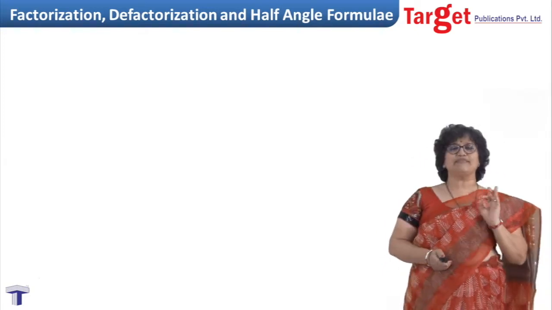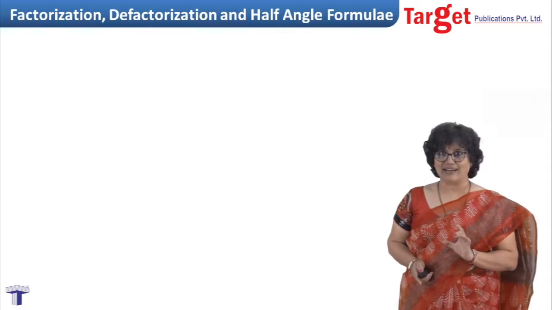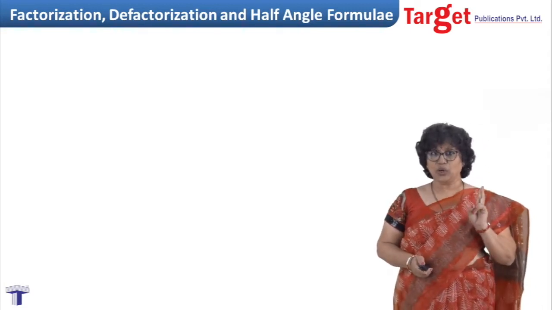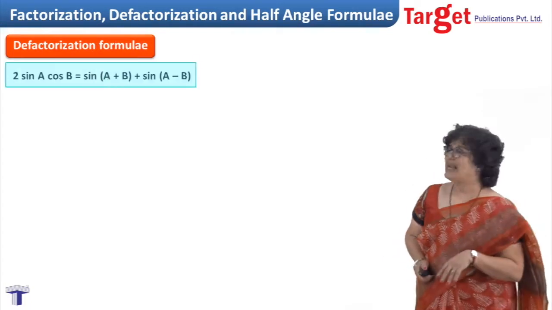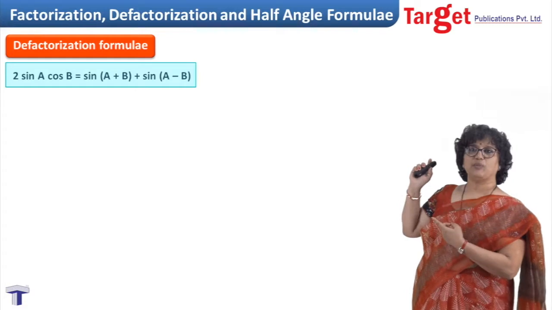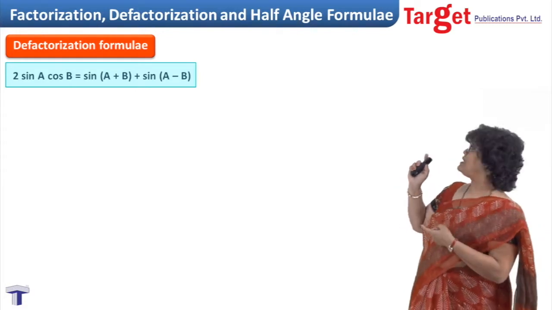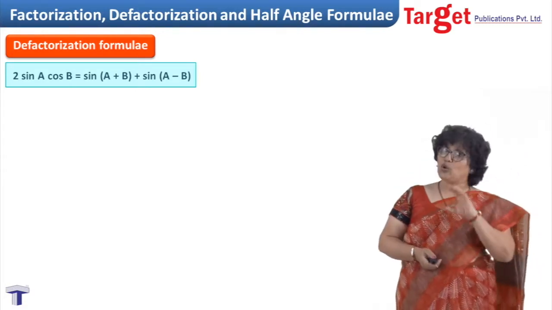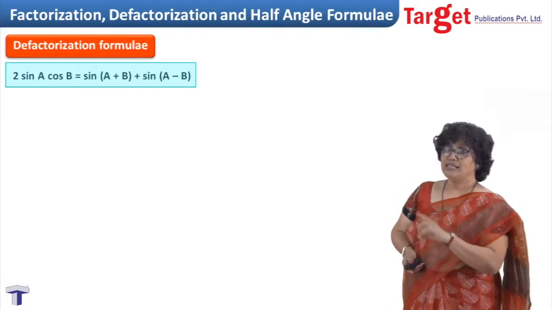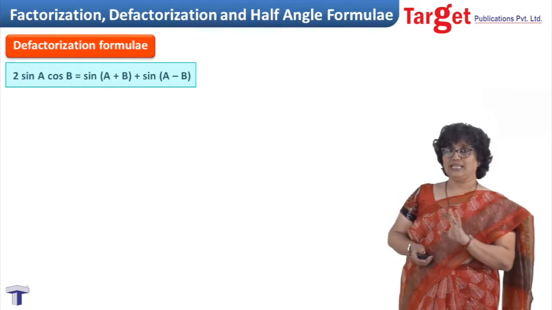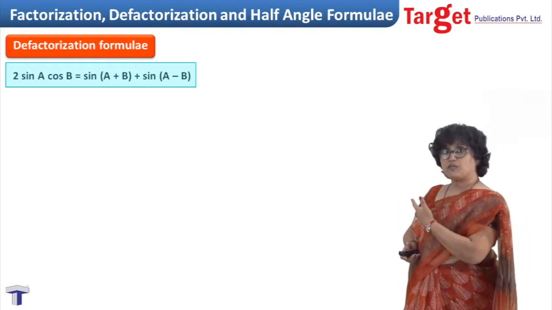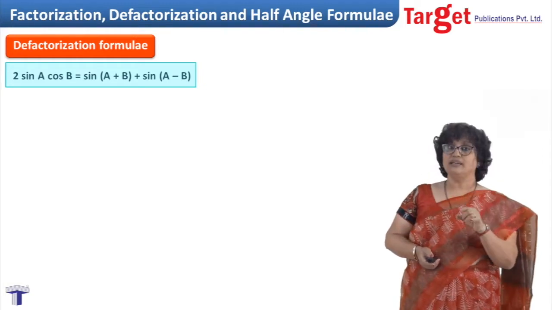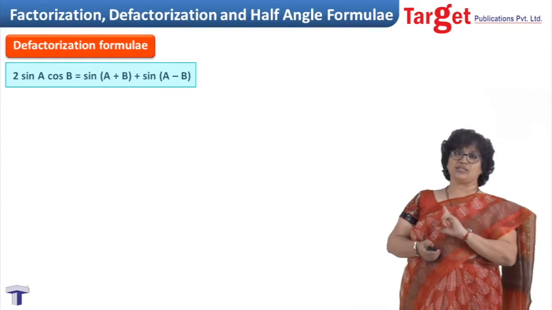And as the name suggests, the first one is factorization and defactorization. These names are not new to you. So I start with the first defactorization formula. And I write the first one as 2 sine A cos B equal to sine A plus B plus sine A minus B. Now if you look at the right hand side, sine A plus B formula is known to you. That is sine A cos B plus cos A sin B. And sine A minus B, you have written that somewhere. It is sine A cos B minus cos A sin B.